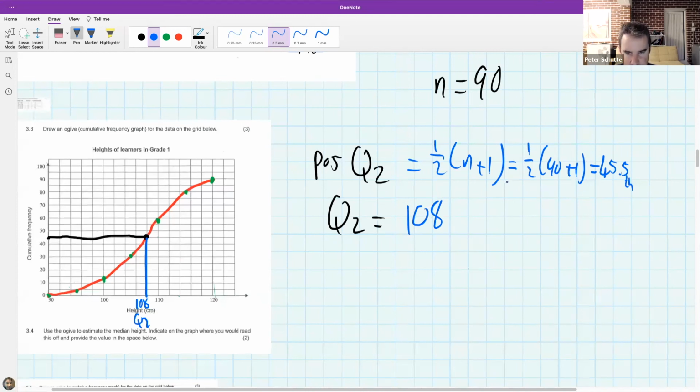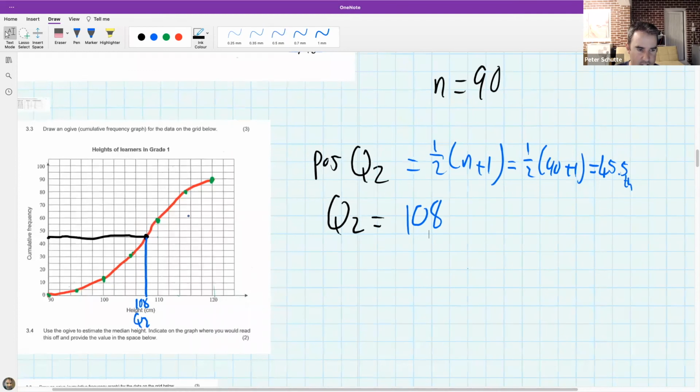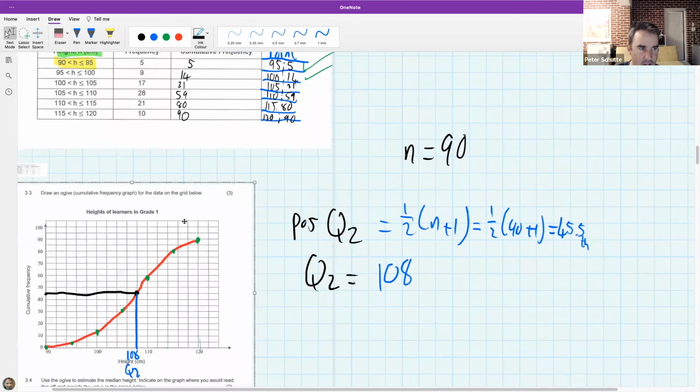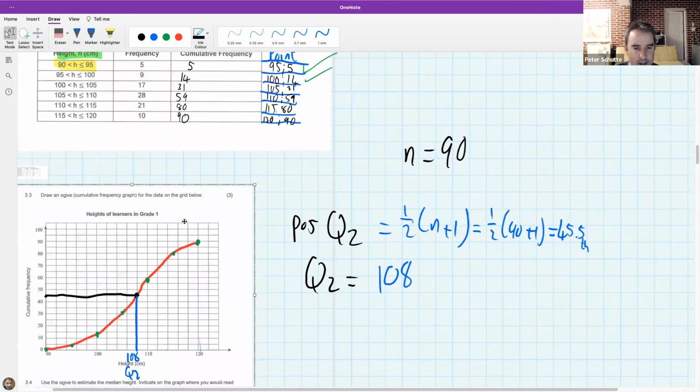So that was actually quite straightforward. We calculated its position. We then went to the cumulative frequency axis, the vertical axis. We drew a horizontal line. And then we drew a vertical line straight down and we got an estimate for my median. And so what that's saying is, let's have a look at our table, the range is between 90 and 120. There are 50% of the students who are 108 or less in height, and there are 50% of the students who are between 108 and 120.